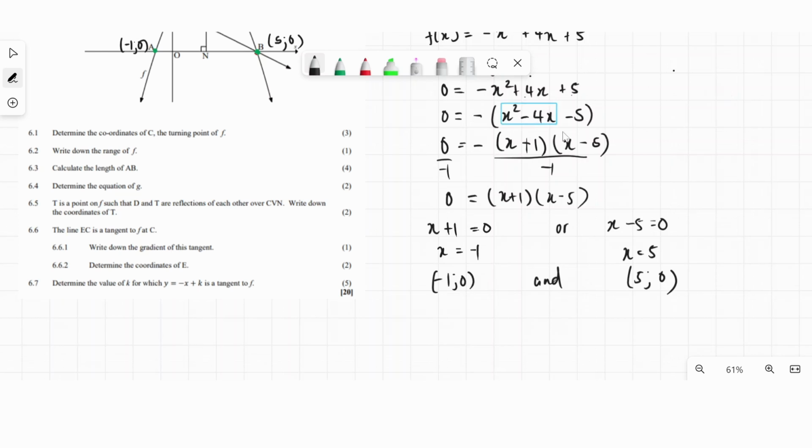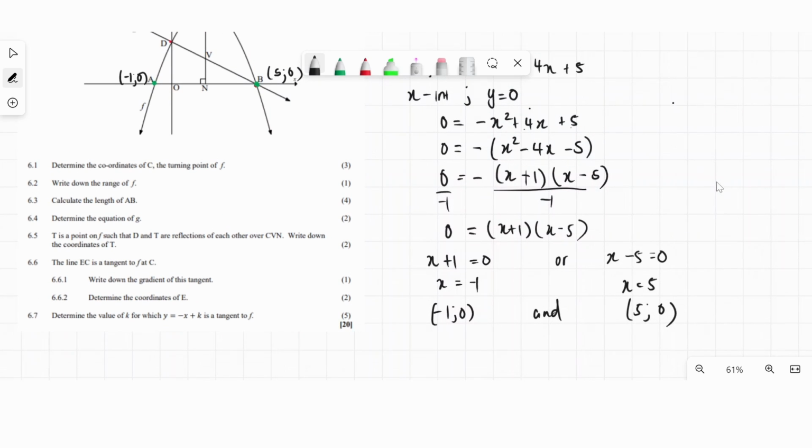They say they want the length, right? So if this is the 0 coordinate, from here to here, it's going to be 5 units, right? Then from here to here, it's going to be 1 unit, right? So 1 plus 5 is going to give us 6. So therefore, I'm going to write it in green here. Therefore, the length of AB is equal to 6 units. And we're done with this question.